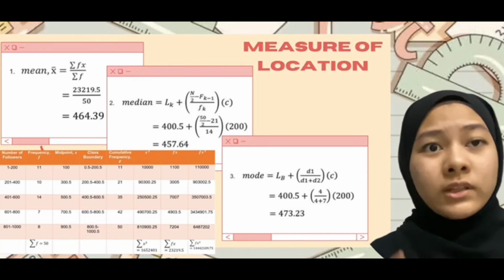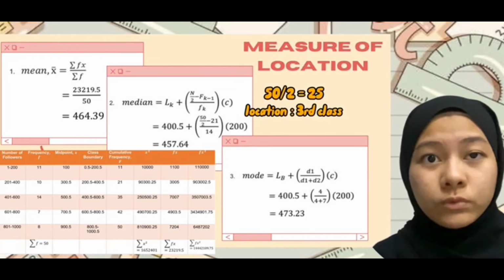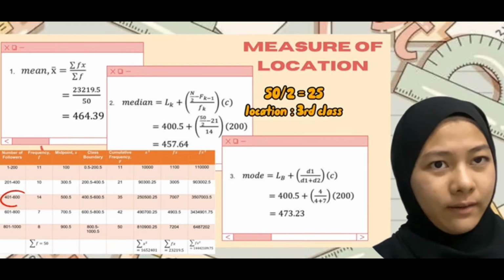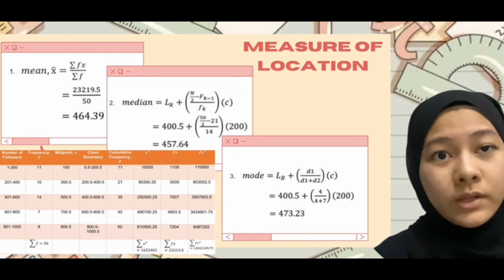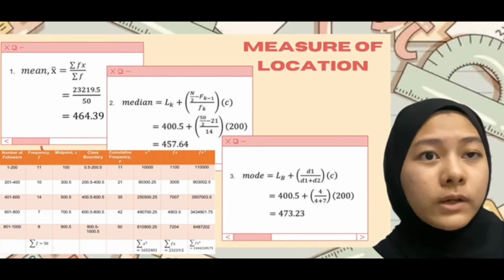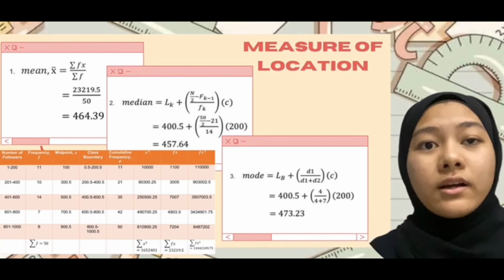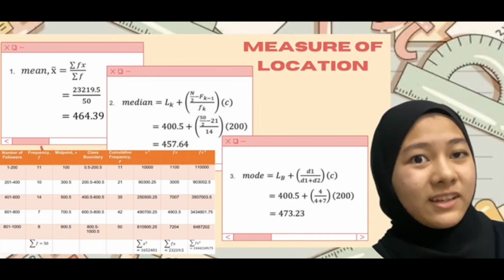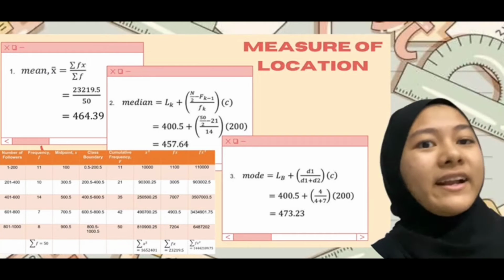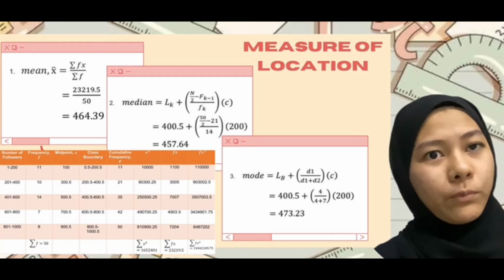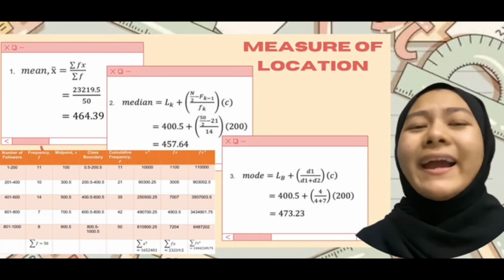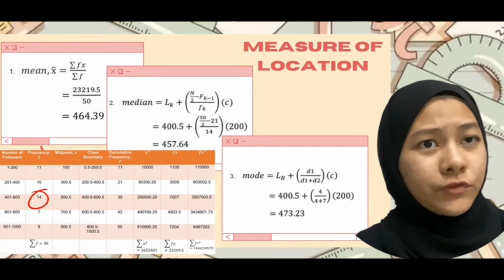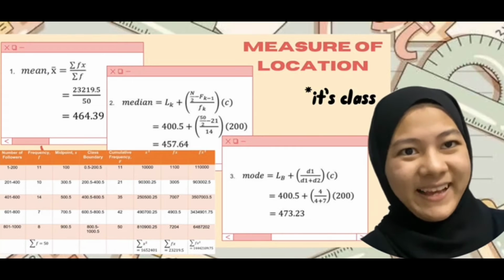The first step is to divide the total frequency by 2 to know in which class the median lies. Then we proceed with the formula, in which L_k is the lower boundary of the median class, capital F_(k-1) is the cumulative frequency before the median class, and C is the class size. And I got 457.64. For mode, I identified that 14 is the highest frequency, so that class is the modal class.